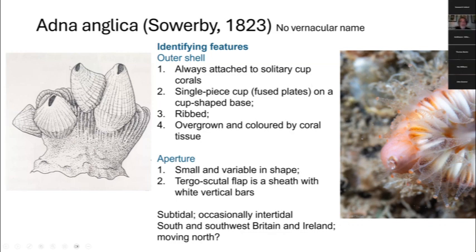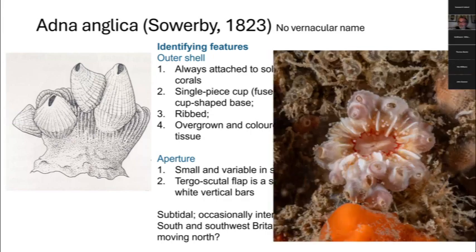The opening at the top is kind of small in relation to the size of the barnacle itself. This is a small barnacle, by the way. It's only about 6 to 8 millimeters in maximum length, but the opening is small and variable in shape. And there is a tergoscutal flap, a sheath with white vertical bars in it. I'm not sure I've got a good close-up photo of tergoscutal flaps for this particular species.